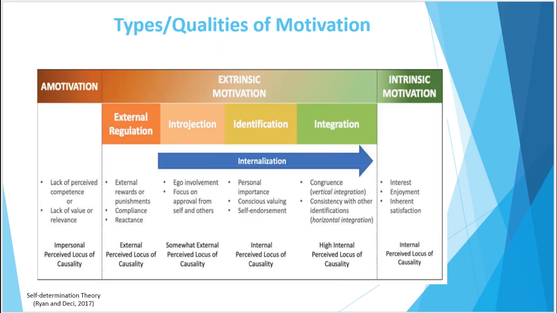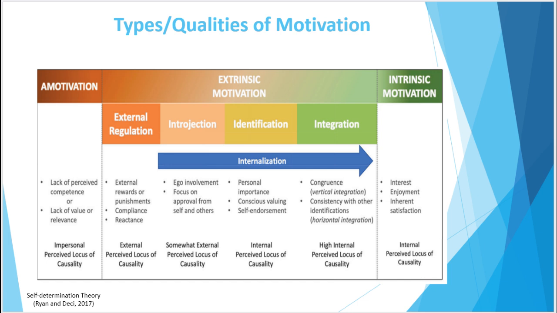Self-determination theory classified motivation into different qualities. At the very lowest, or you could even say it doesn't exist, is amotivation. When someone is amotivated, they either don't have competence in doing the task, or they don't value it. Even if they can do it, if they don't see the value of doing it, they will not be motivated to do it. So whatever you do, they're not motivated to do it.